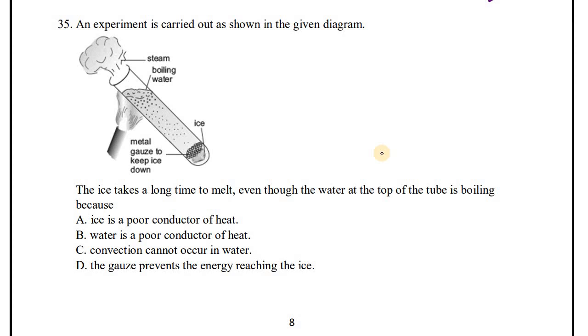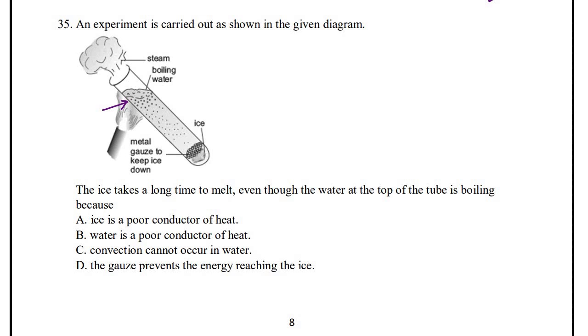Let's see question number 35. The experiment is carried out as shown in the given diagram. Ice takes a long time to melt even though the water at the top of the tube is boiling. As we can see, the heat directly reaches this end of the tube in which water is boiling, and at the lower end of this test tube we have a piece of ice. We know that when two states of matter exist at one place, the temperature remains constant. But still, there are three states of matter in this test tube.